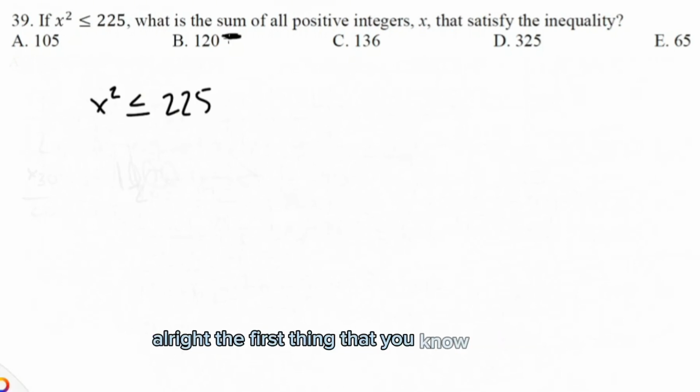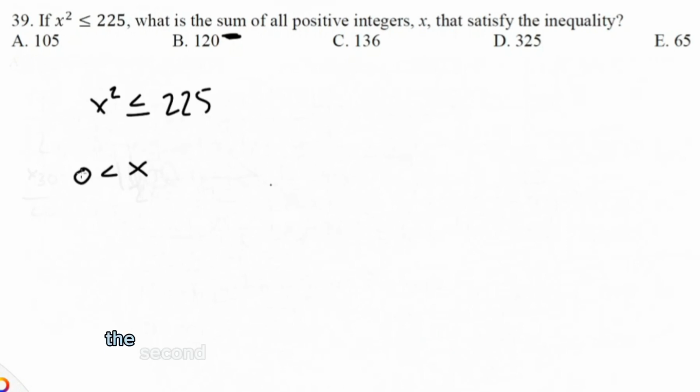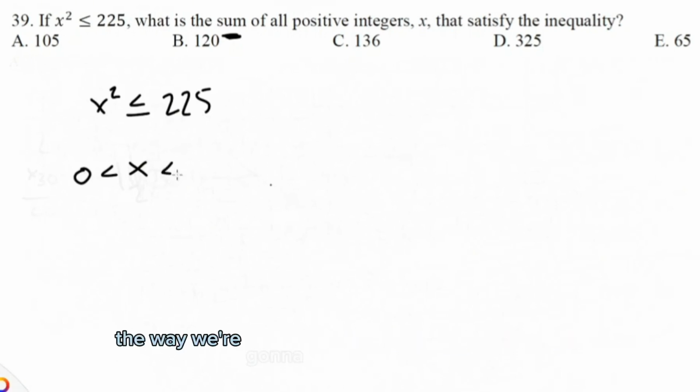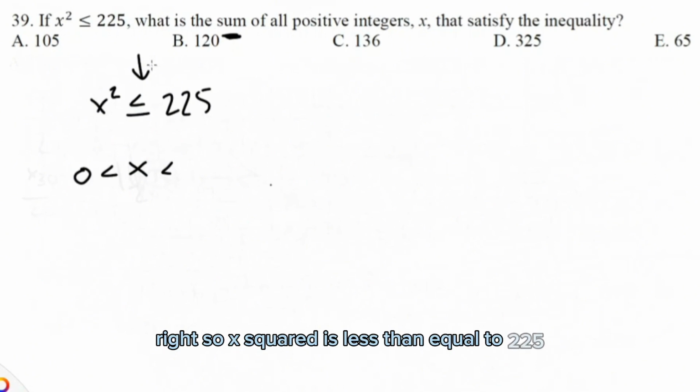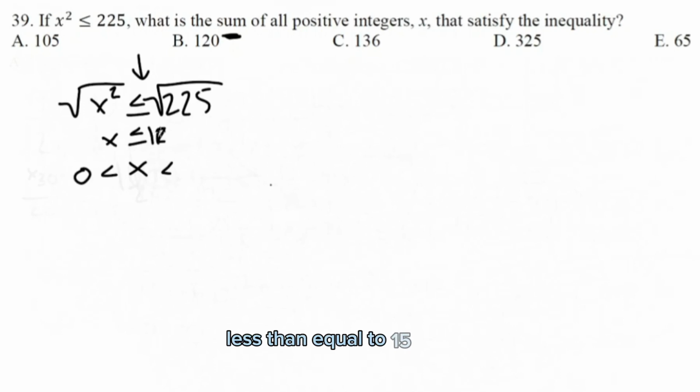Alright, the first thing we can know is that x, no matter what, is going to be greater than 0 because it's a positive integer. Now the second thing we have to find is what x is less than. The way we're going to do that is we're going to use this, right? So x squared is less than or equal to 225. To find what x is less than or equal to, we can just square root both sides of the equation, which makes x less than or equal to 15.